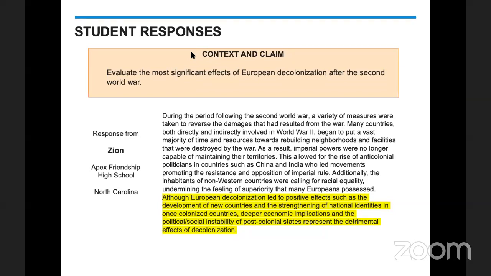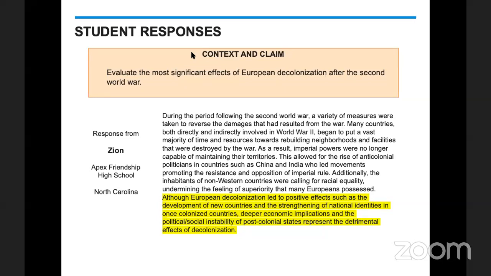During the period following the Second World War, a variety of measures were taken to reverse the damages that resulted from the war. Many countries, both directly and indirectly involved in World War II, began to put a vast majority of time and resources towards rebuilding neighborhoods and facilities that were destroyed by the war. As a result, imperial powers were no longer capable of maintaining their territories. This allowed for the rise of anti-colonial politicians in countries such as China and India, who led movements promoting the resistance and opposition of imperial rule. Additionally, the inhabitants of non-Western countries were calling for racial equality, undermining the feeling of superiority that many Europeans possessed.